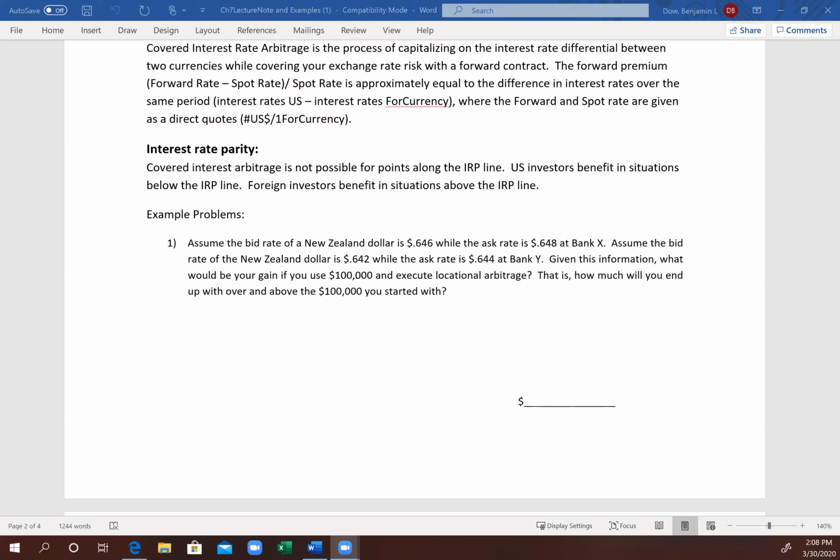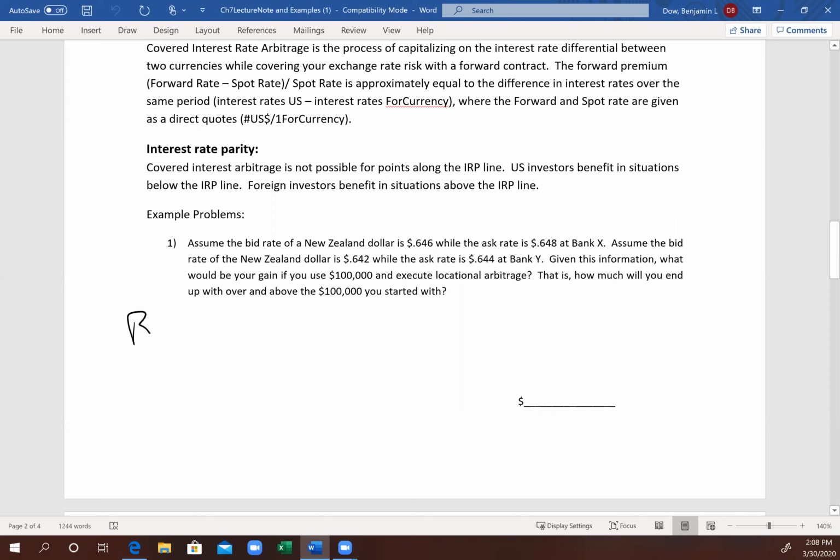So if we go back to locational arbitrage and look at this example problem, assume the bid rate of the New Zealand dollar is 0.646, while the ask rate is 0.648 at one bank, and the bid rate is 0.642 and the ask rate is 0.644 at a different bank. What would be your gain if you use $100,000 and execute locational arbitrage? And then what's the corresponding reaction that will put it back into equilibrium?